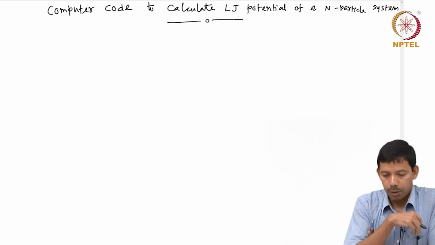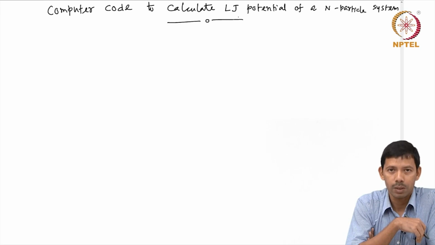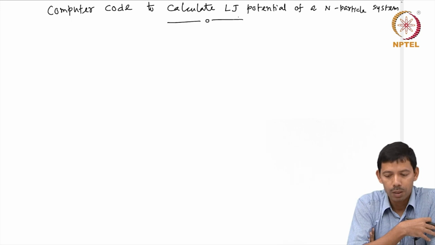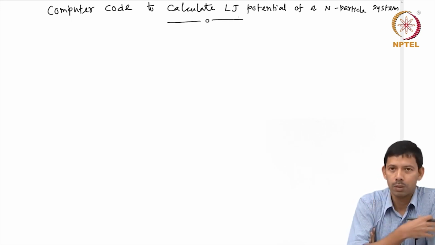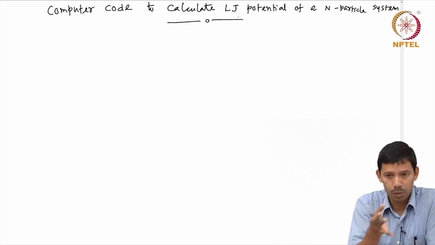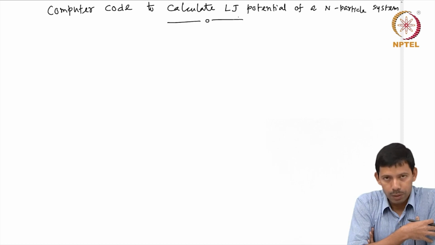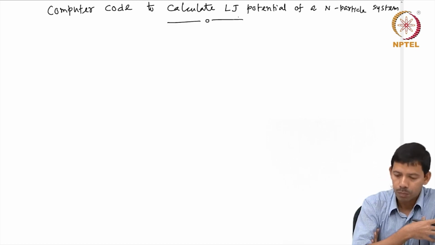Let's try writing out a computer code, and I'm writing this in Fortran 77. Basically I'll be presenting you the logic, and then you can write it in your own language, C, C++, Fortran 90 and so on. So this is the computer code I'll be writing in Fortran 77. We have an n particle system, and we want to find the Lennard-Jones potential.